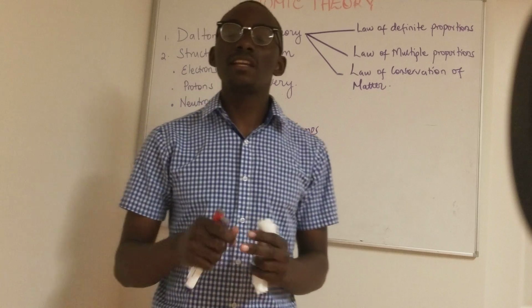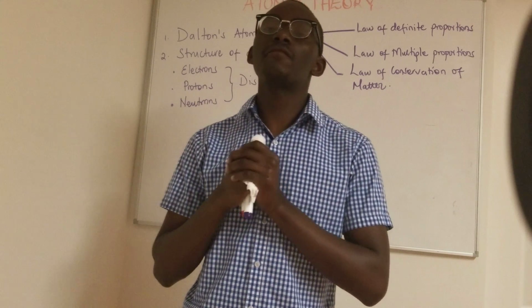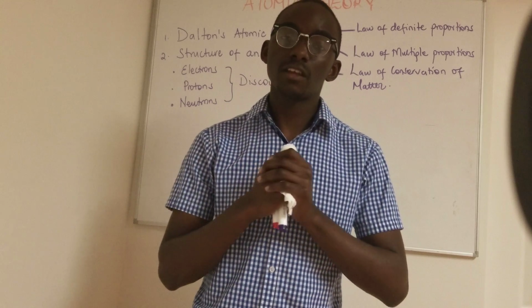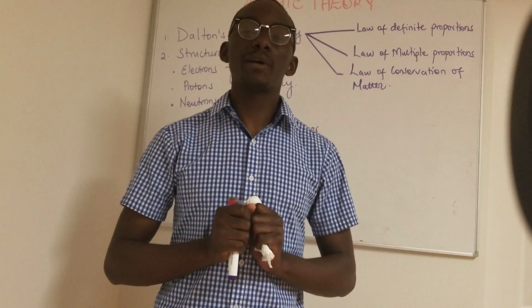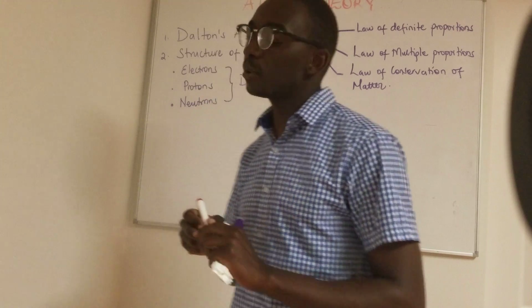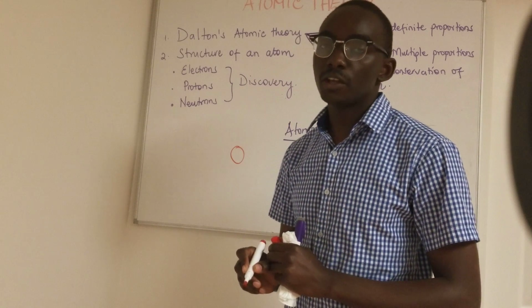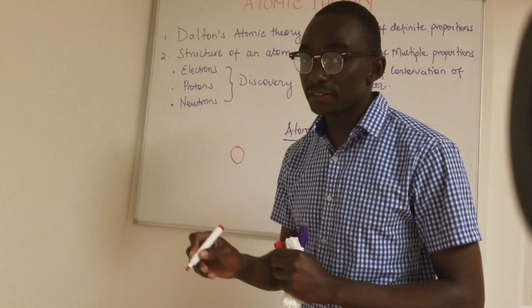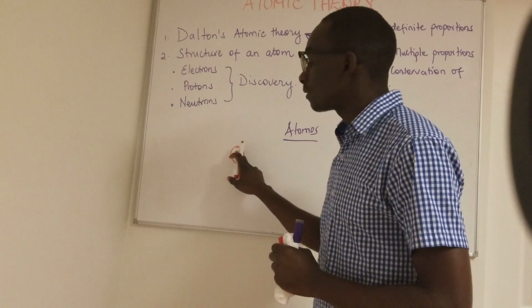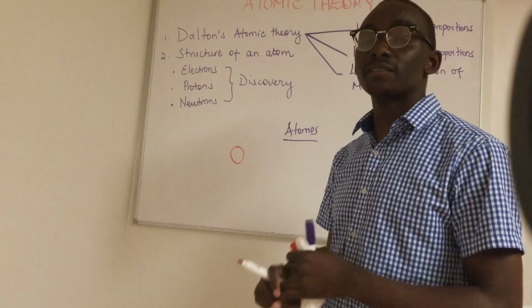In the second theory, Dalton said that all atoms of a given element are identical in mass, size, and chemical properties. What he meant by that, let's take a good example of oxygen. All atoms of oxygen everywhere you go in the world are the same because we inhale the same oxygen. So therefore they have the same chemical properties, mass and size.